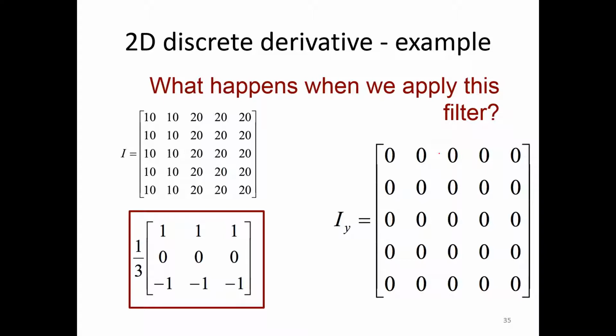Because, for example, if I compute the value at this place here, we do a dot product of this patch with this filter, right? So then I will have 10 plus 10 plus 20 plus 0 plus 0 plus 0 minus 10 minus 10 minus 20. I will get 0. And so on for all the other locations.